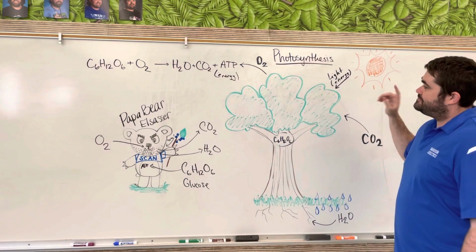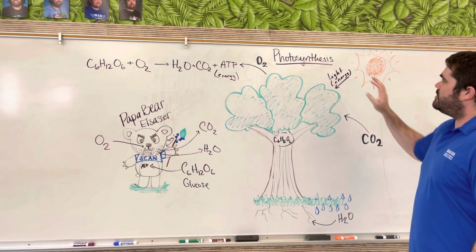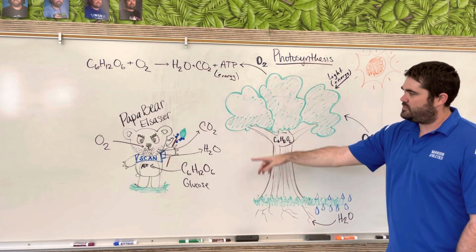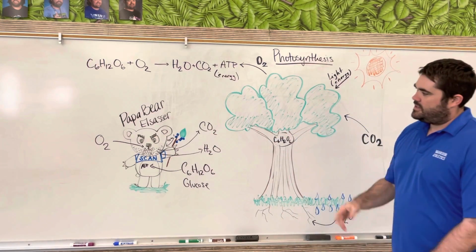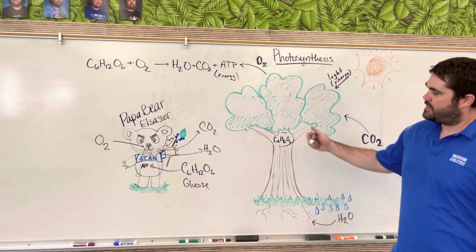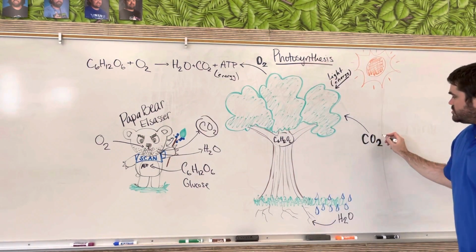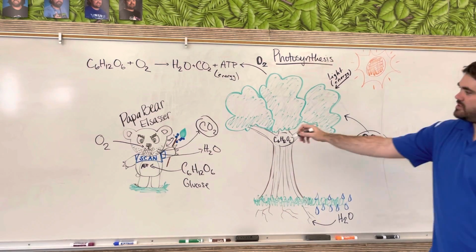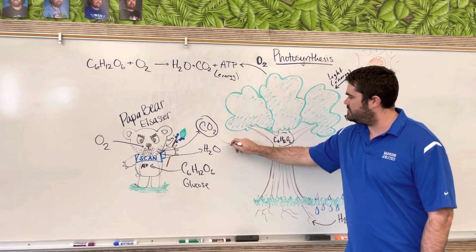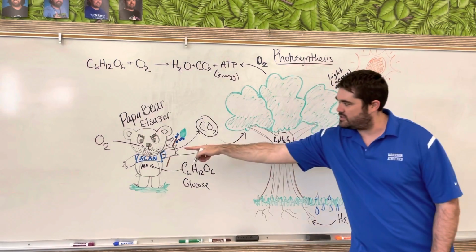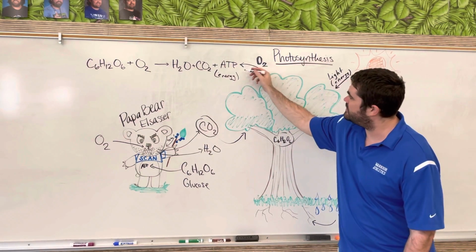So now the question is, how is photosynthesis connected to cellular respiration? So what you saw here is you saw Papa Bear, he breathes out CO2. What does a tree need? A tree also needs CO2. So what the CO2 does generally is it goes into the tree. Well, Papa Bear needs oxygen like we see there. Oh, look, tree gets rid of oxygen.